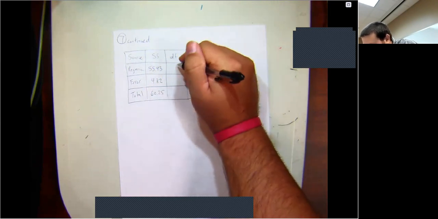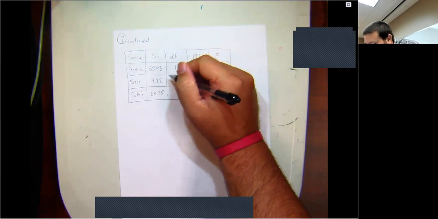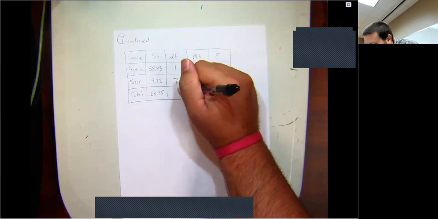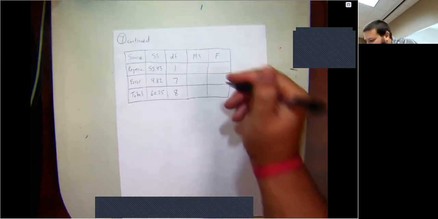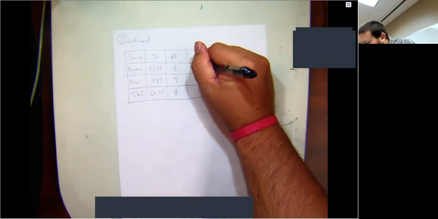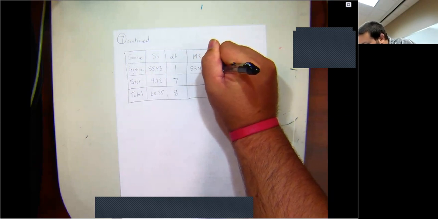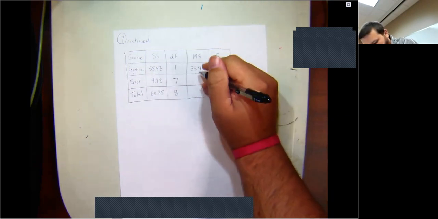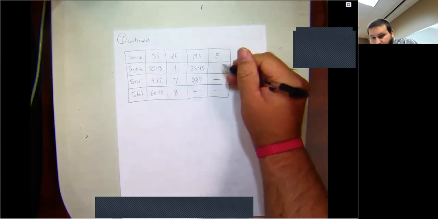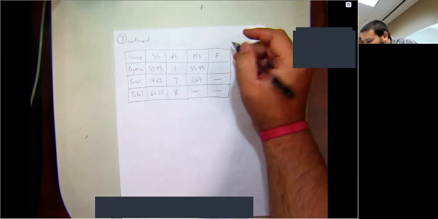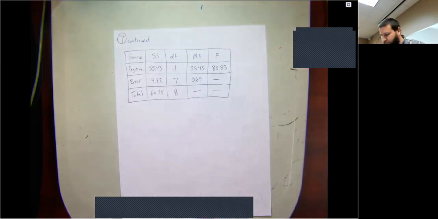Degrees of freedom, regression is 1, always 1. Error, well, this time is 7. And total degrees of freedom is 8. And then regression mean squares, the same as the sums of squares, 55.43. Mean square error is 0.69. We don't have a mean square total value, and we only have one F, so you can cross out these 3 bottom corners. And the F we calculated was 80.33. So there's our source table.